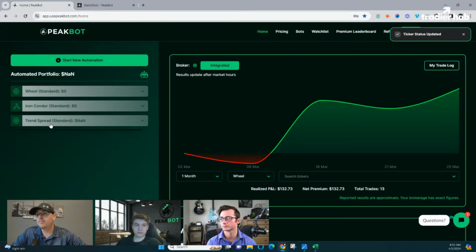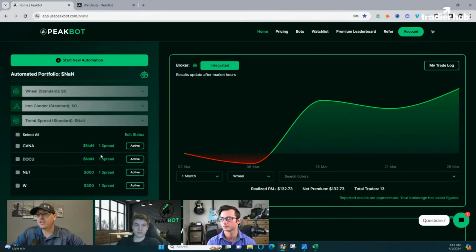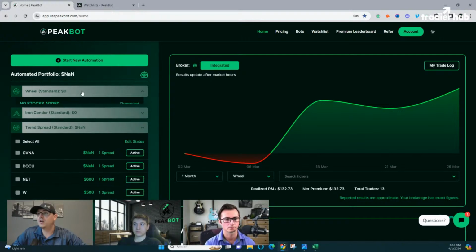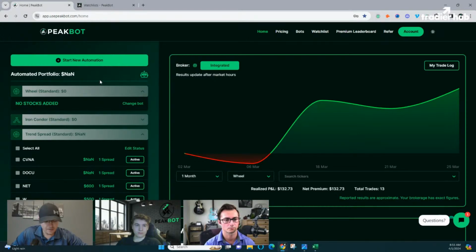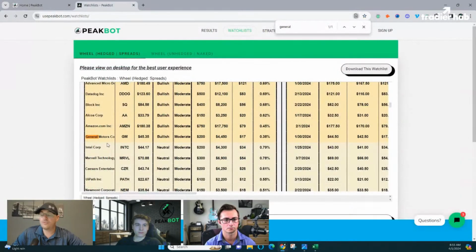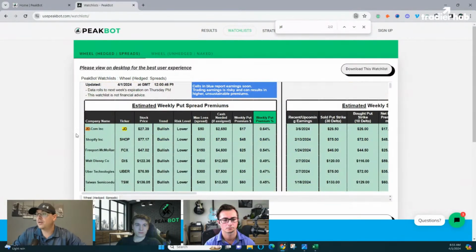By the way, this NAN, this is the trend spread bot. We're just testing this right now, so we'll have that sorted and we'll have our dollar amounts there. But for the wheel is what we're talking about right now. I'm going to be adding 3 stocks this week. The first one I'm adding, we actually talked about. It's JD. It's right at the top here for the second week in a row.